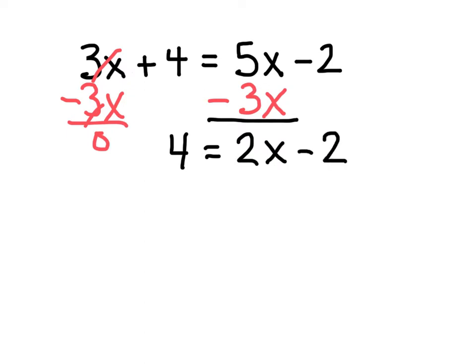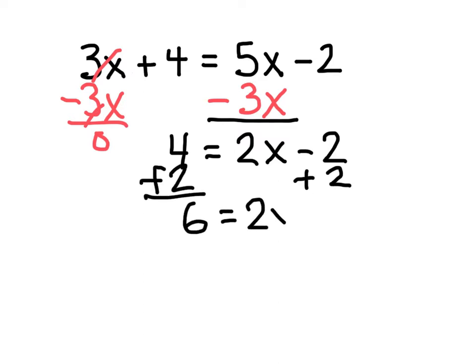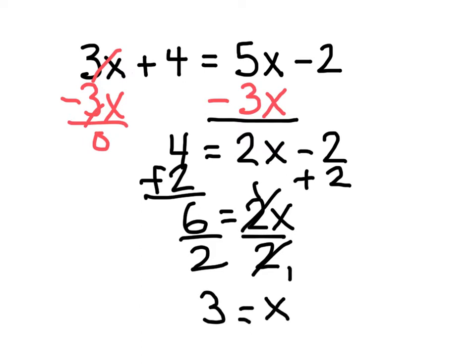All right, so now that my variable term's on one side, I'll isolate it. I'll add 2 to both sides. So 6 is equal to 2x. And now divide by 2. So we get 3 is equal to x, or x equals 3. Same thing. All right, so what do you think? Is this making sense?